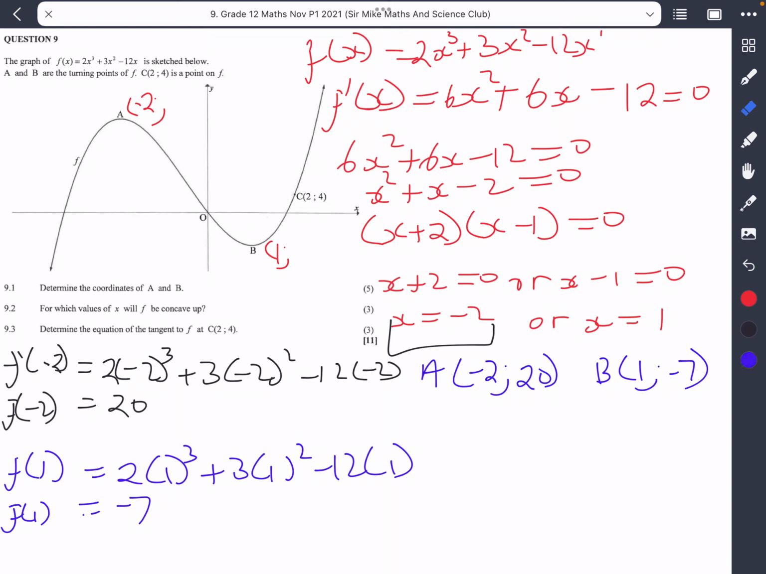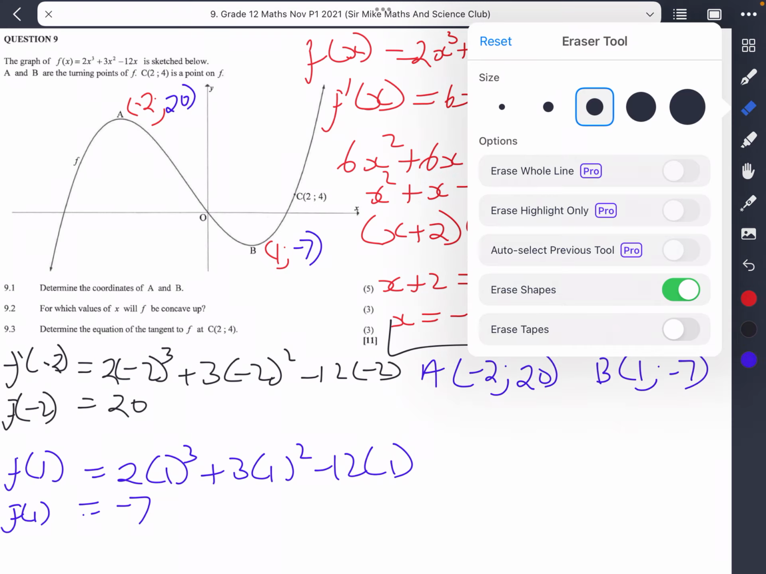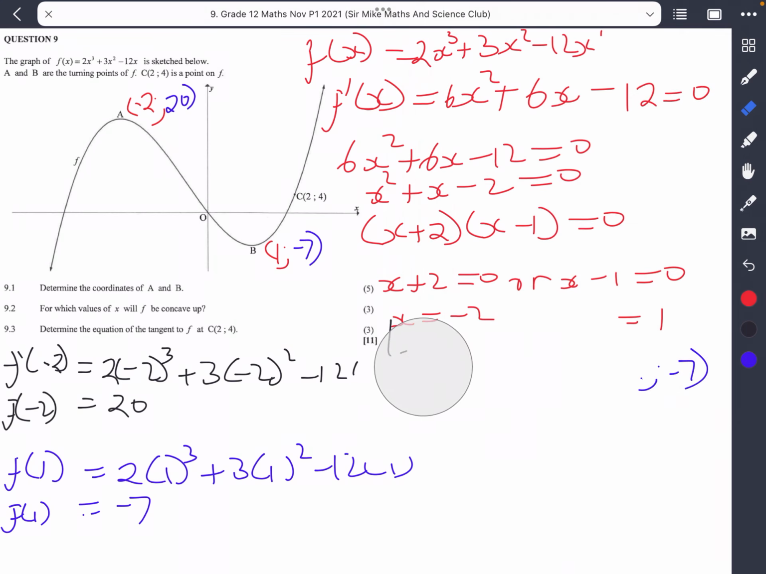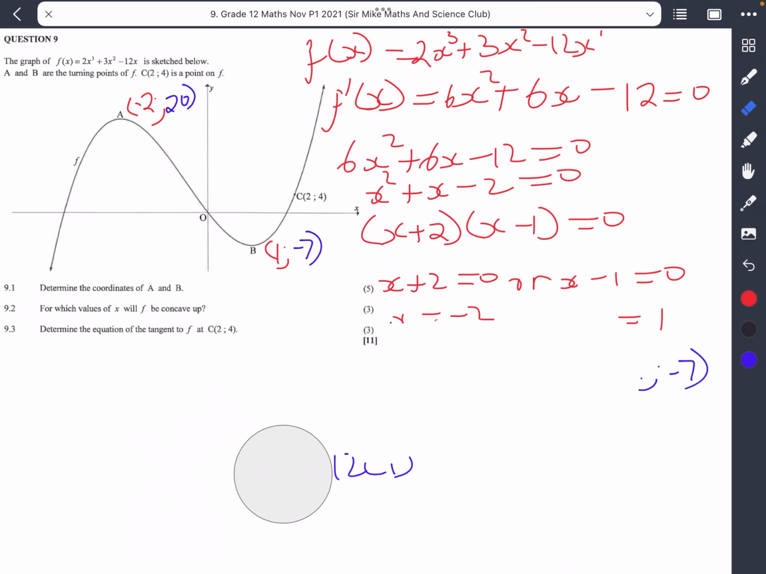So I'm just gonna erase this again. So we found A, so let me just substitute that on our graph. So this is 20, and that would be negative 7. So let me just erase that so that we have somewhere to write.